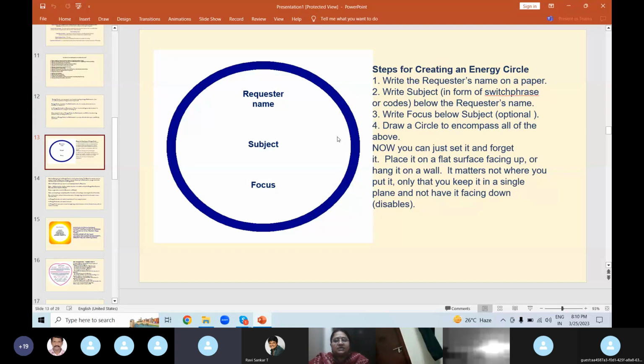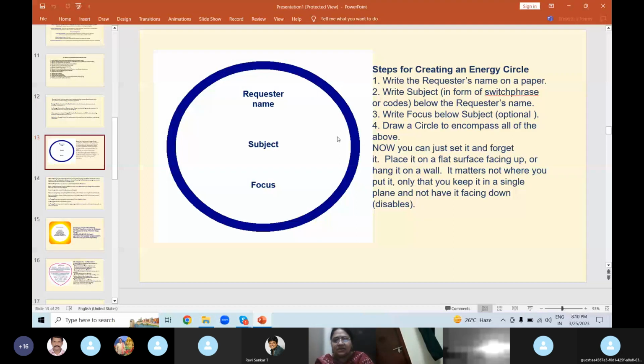The requester name and the focus can be one. When they are both the same, we need not put the focus. Focus is completely optional.